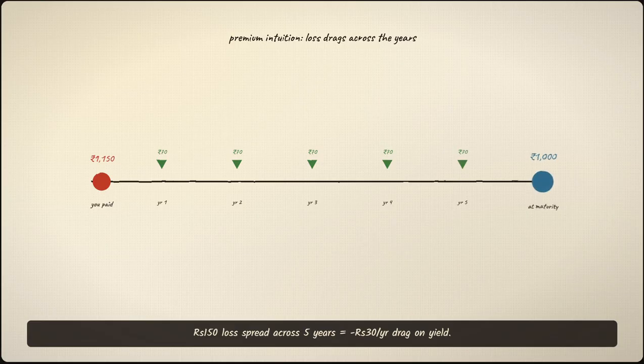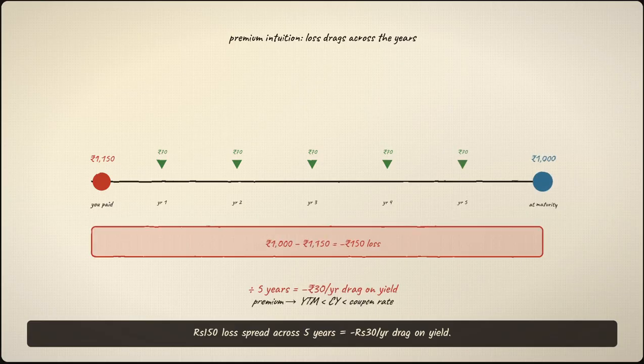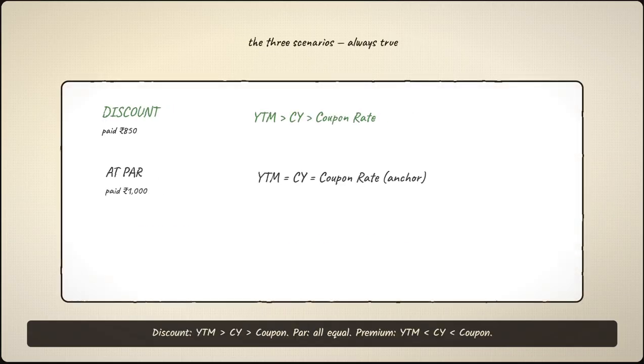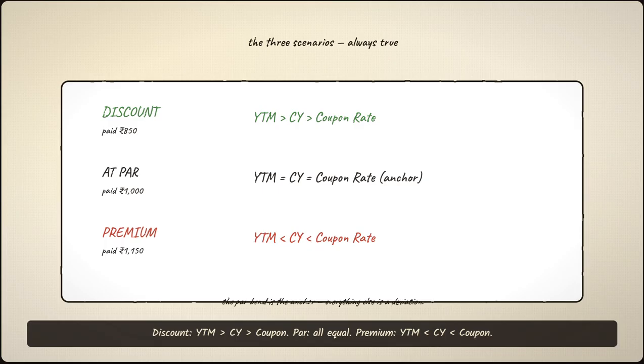If you paid 1150 for the same bond, you will still only receive 1000 at maturity. That 150 difference is a loss, a drag on your return. Yield to maturity subtracts the spread across the years remaining. In both cases, yield to maturity gives you the single true annualized number that captures everything.